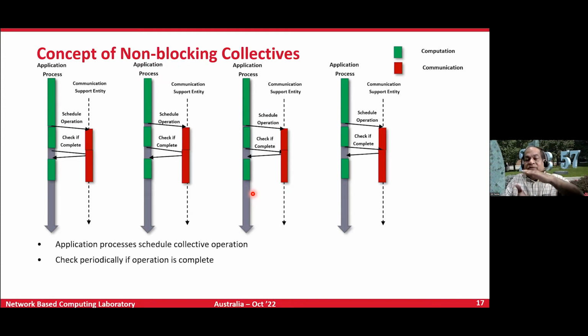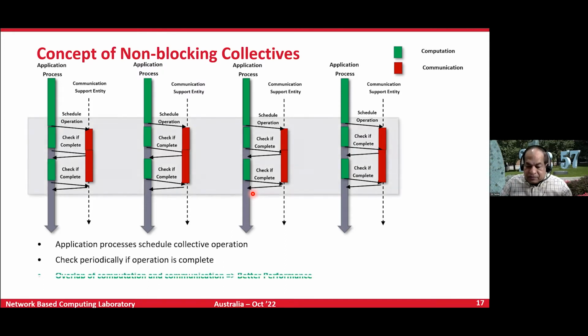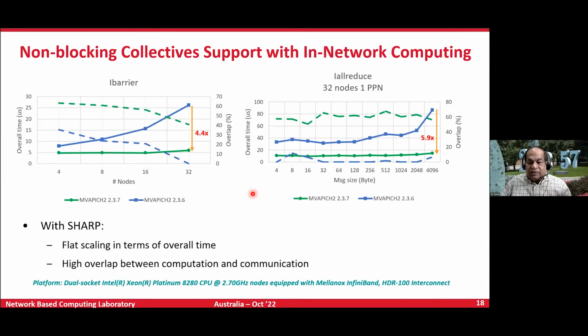And when we put the modified applications together with our middleware, you will see a big boost in performance. This is the core of the matter: how do you exploit the overlap of computation and communication for better performance. There are two parts to it. The middleware needs to be modified, and then the application needs to be modified. Here we have done non-blocking collective support with SARP itself.